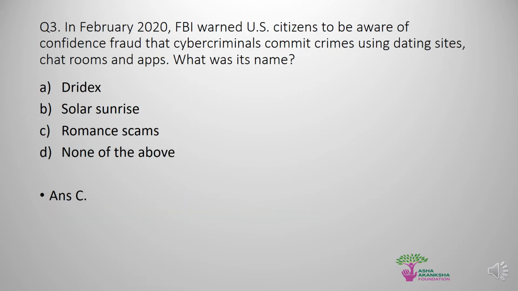The next question is, in February 2020, FBI warned US citizens to be aware of the confidence fraud that cybercriminals commit crimes using data sites, chat rooms, and apps. What was its name? Options are A. Tridex, B. Solar Sunrise, C. Romance Scam, or D. None of the above. The correct answer to this question is option C, that is romance scams.